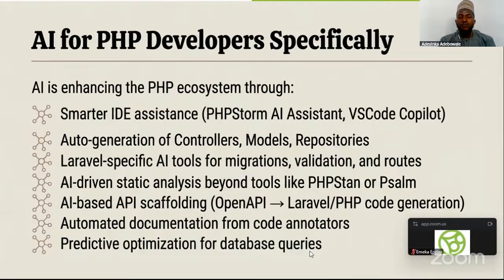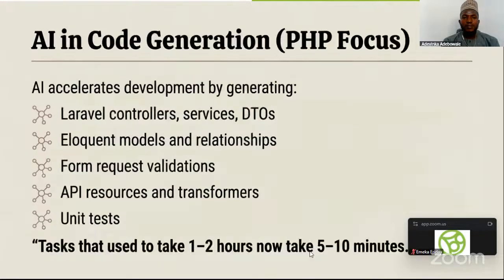Then in terms of predictive optimization for database queries, like I mentioned earlier, you can already do this. It helps you spot issues even before they arise. So AI is really making us more productive as PHP backend developers with all of these integrations. AI accelerates development by generating Laravel controllers, services, DTOs. I'm more focused on Laravel here.